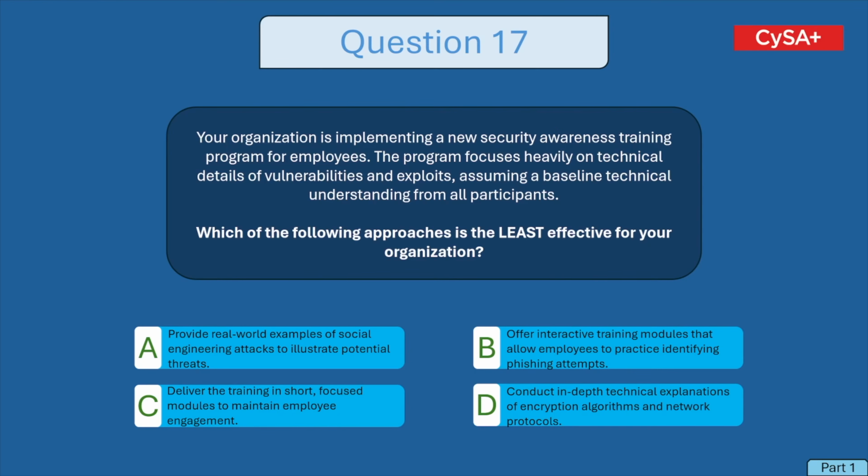Anyway, with that said, the least effective would be D. Although the scenario states that they expect a baseline understanding, they might not have a baseline understanding. And it's important to not overload participants with information. So I'm going to go with D here as the least effective way.